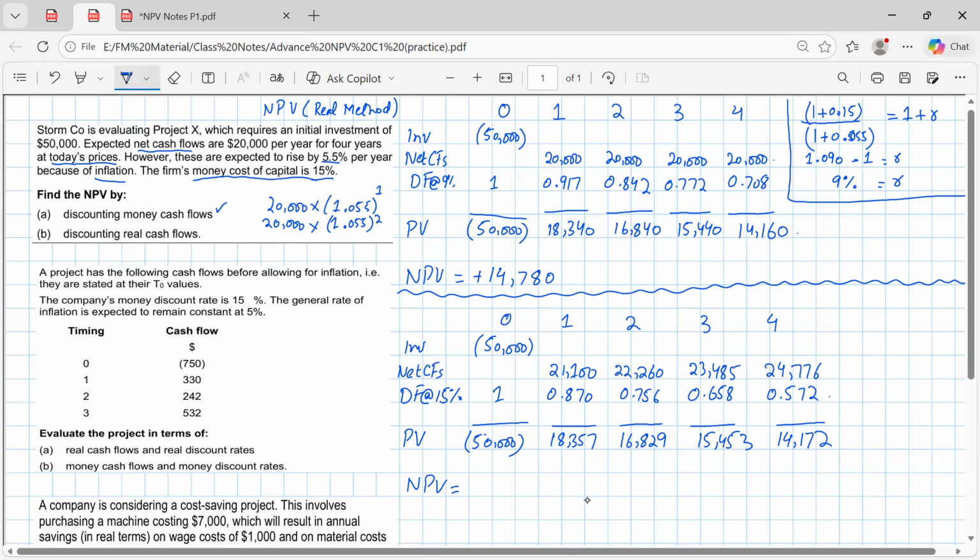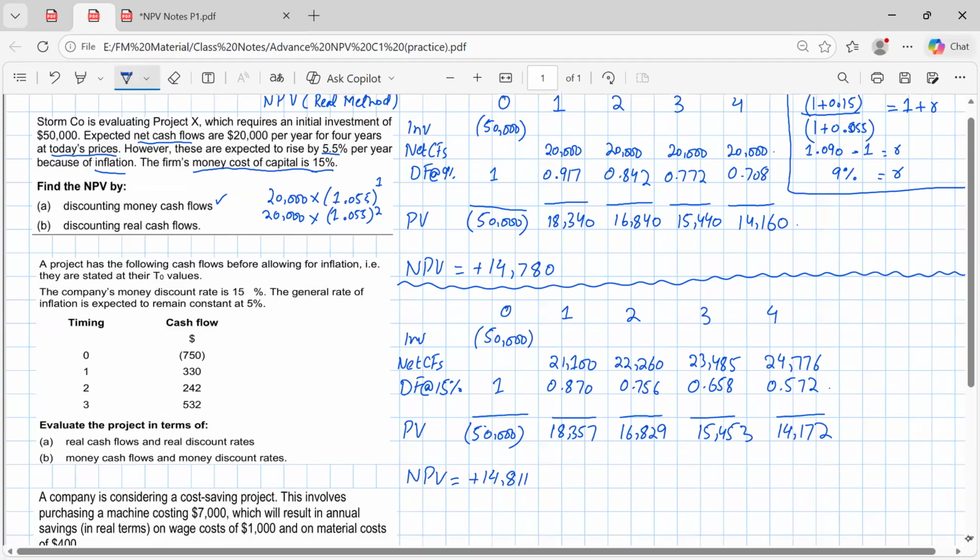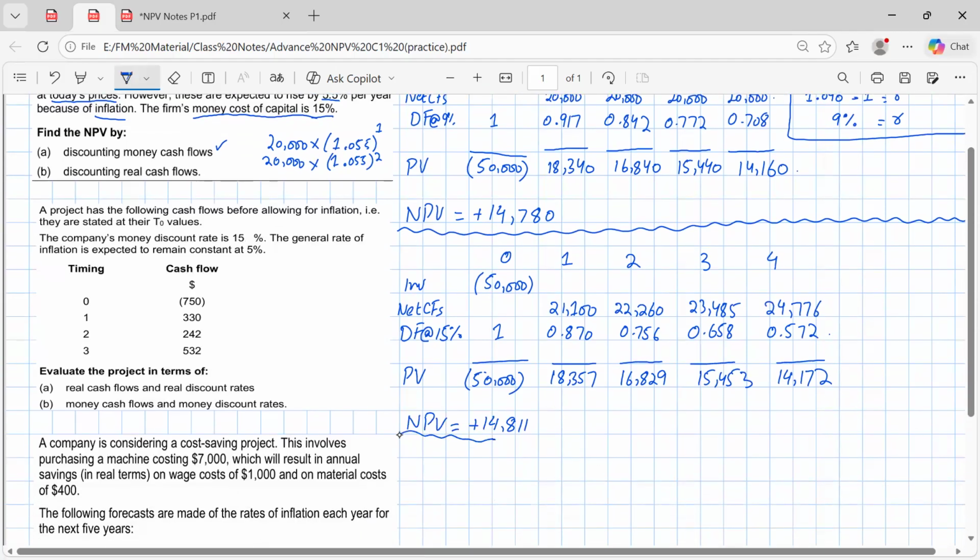Present value of future cash flow minus initial investment. So it means negative 50,000 plus whatever the future cash flows are. It means the same thing. Sum of all like values. 14811. 14811. So if you look at this carefully, both of the NPVs are almost close to each other, right? Almost close to each other.